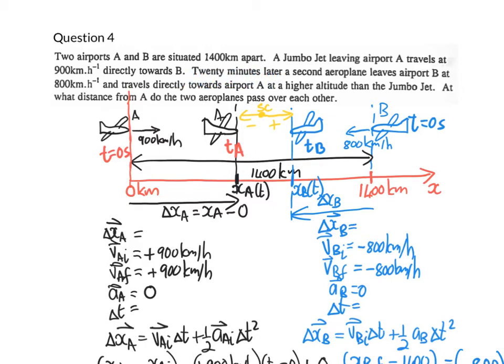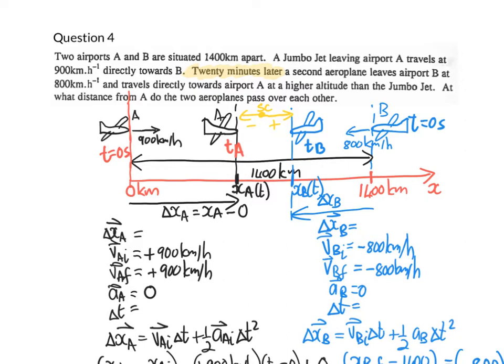So two airports A and B are 1,400 kilometers apart. A jumbo jet leaving airport A travels at 900 kilometers per hour towards B. I've defined the direction of A to B as positive and the opposite direction from B to A as negative. Now, the 20 minutes later, for the time being, we are going to leave that out. I am going to ignore that. So we're going to assume that the two aircraft are going to be in the air for the same amount of time.